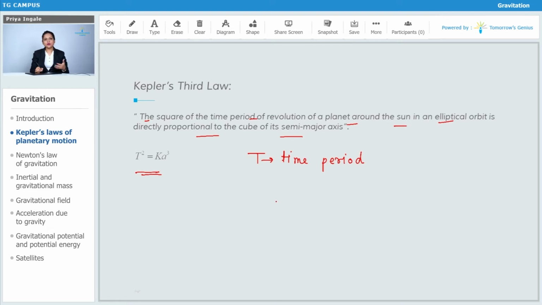law. So Kepler's third law says that the square of the time period is directly proportional to the cube of the semi-major axis, right? So this K is a constant here. That means if I remove the proportionality symbol, I'll get T square equal to capital K into a cube. Okay, so this is the third law, and it gives us the relation between time period and semi-major axis.